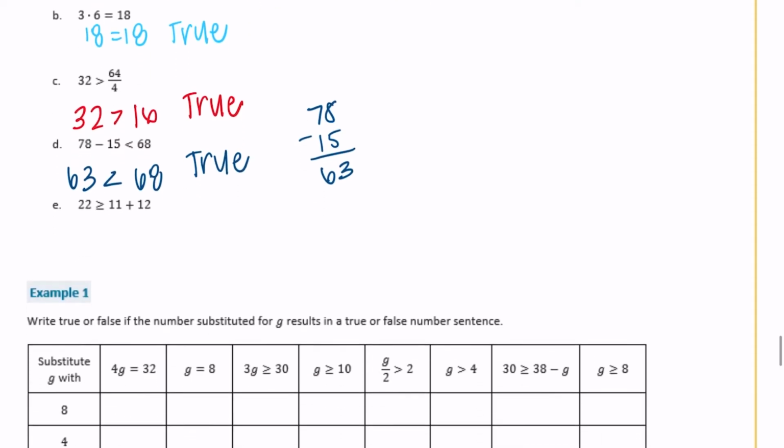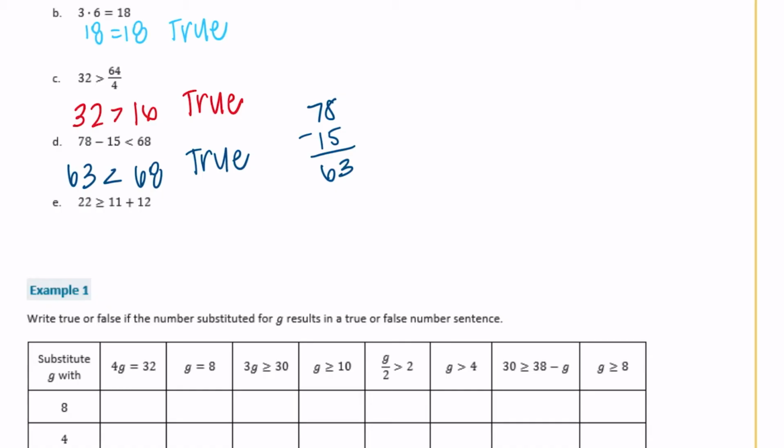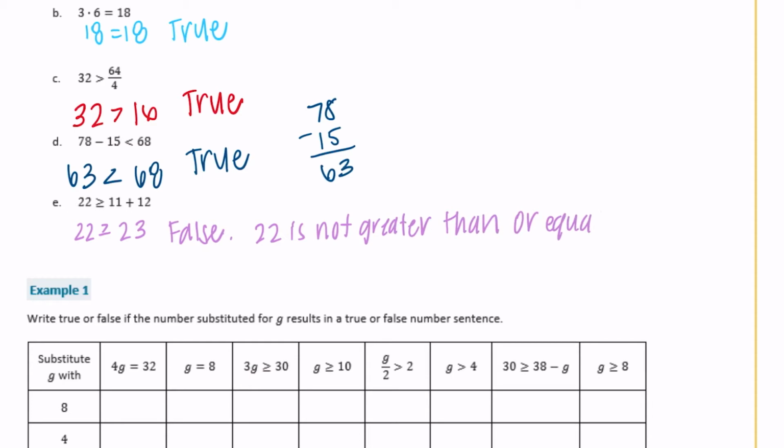And the final one, 22 is greater than or equal to 11 plus 12. So 11 plus 12 is 23. Is 22 greater than or equal to 23? That is false. We can say 22 is not greater than or equal to 23.